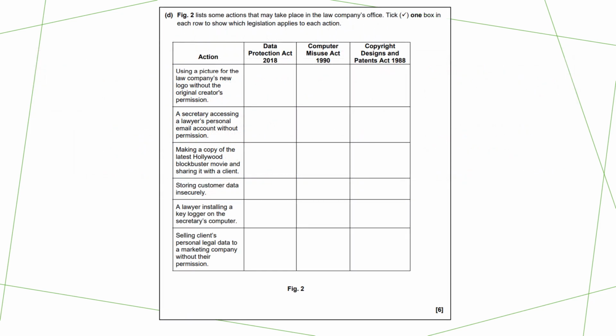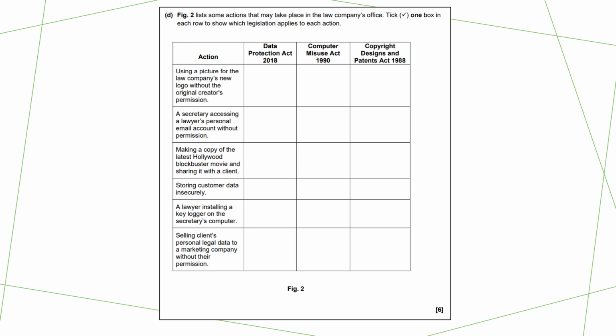Okay, the next question is a fairly easy one in terms of it being just a tick box exercise, so nothing to write down, but you need to have a clear understanding of the 3 pieces of legislation. So it says here, some actions may take place in the law company's office. Tick 1 box in each row to show which legislation applies to each action. So we've got Data Protection Act, Computer Misuse, and Copyright Designs and Patents Act. For each one, we need to tick a particular box.